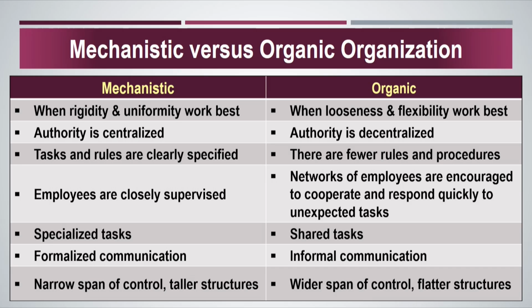Communication is very formalized in the case of mechanistic system. On the other side, the communication system is informal. Narrow span of control and taller hierarchical structures form part of mechanistic structure. On the other side, wider span of control and flatter structures are part of organic structures of design.